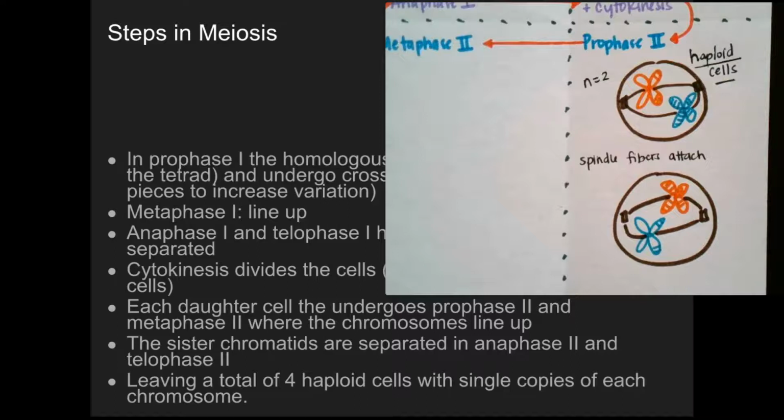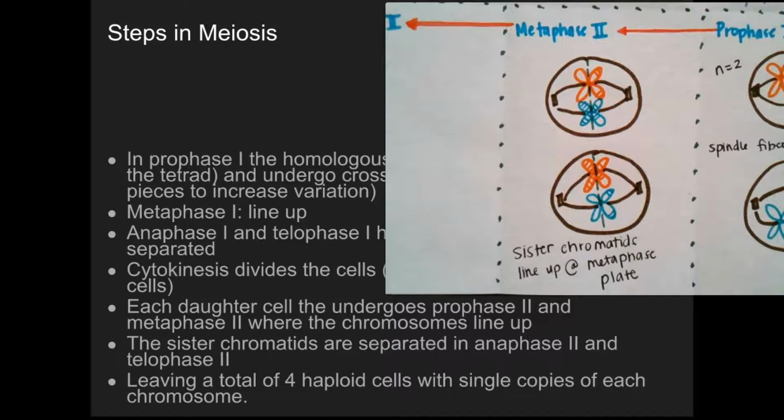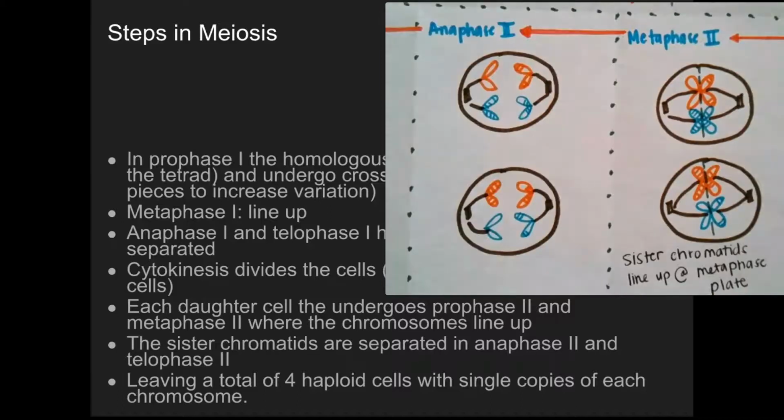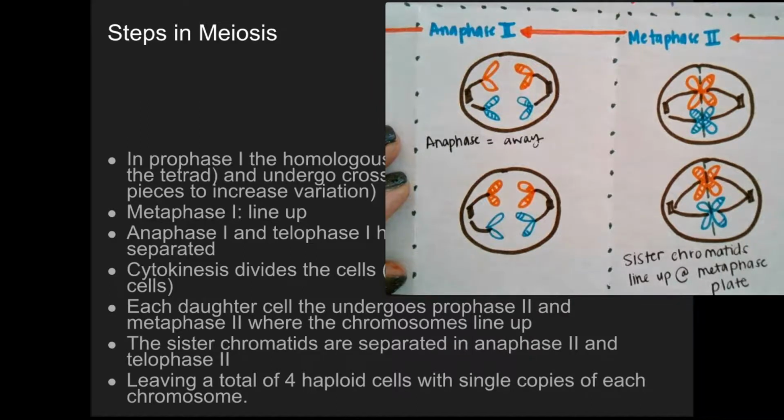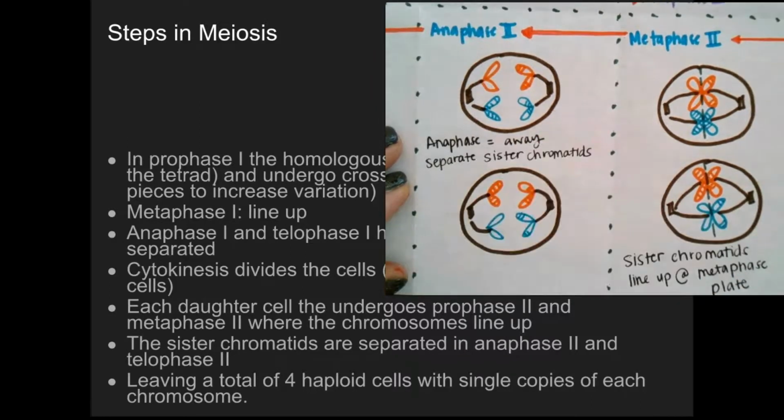In metaphase 2, the sister chromatids line up at the metaphase plate. So once again, we see the chromosomes lining up at an equatorial plate. This time, though, it is our sister chromatids that are lining up at the equatorial plate. And now in anaphase, our sister chromatids will break apart and be pulled away from one another into separate cells. Remember, anaphase still tells us that we're moving away, but this time we're separating sister chromatids. I think it's important to note that the cells are still haploid.